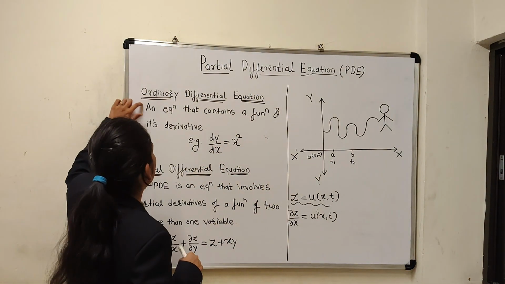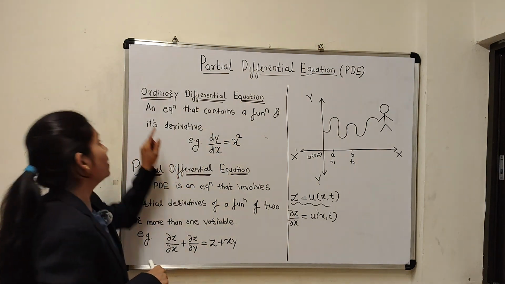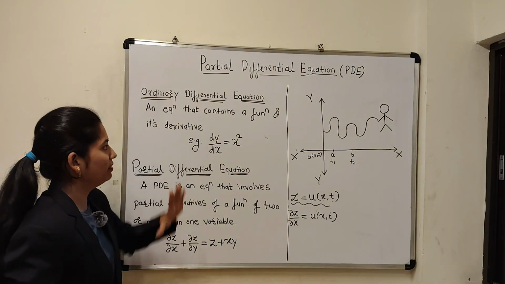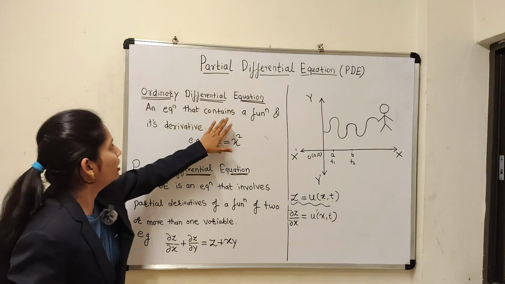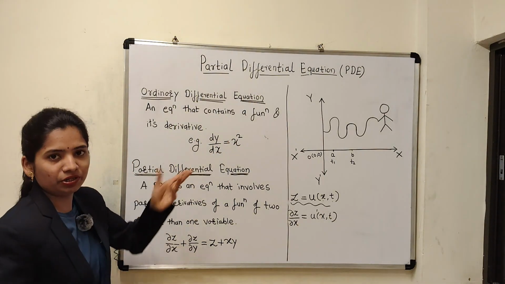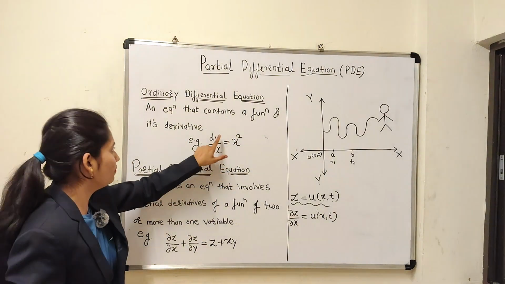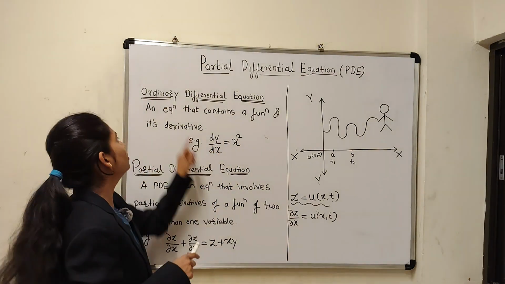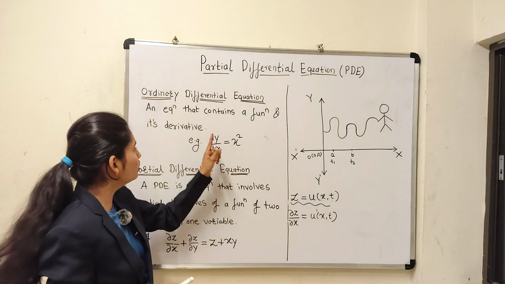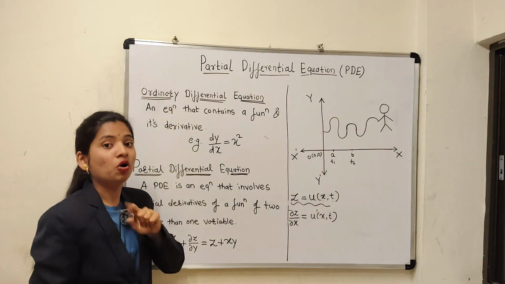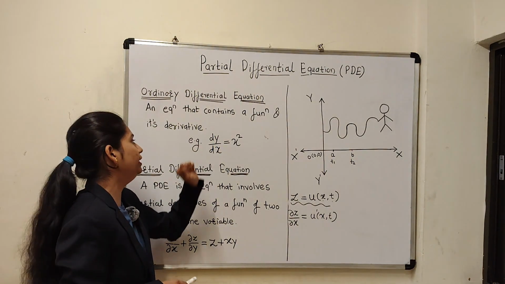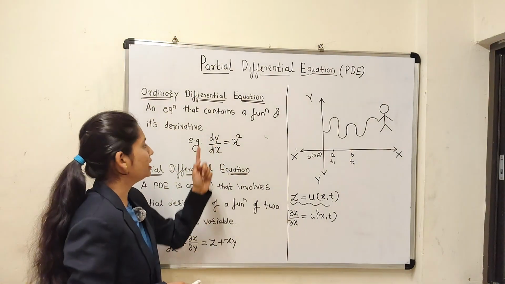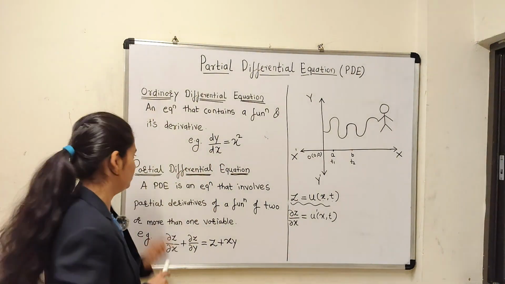So let's see the ordinary differential equation. It is an equation that contains a function and its derivative. Simply, an equation containing a function and its derivative is called an ordinary differential equation. For example, dy by dx is equal to x square. Here for an ordinary differential equation we use d, ordinary is for d. Here x is an independent variable and y is a dependent variable.